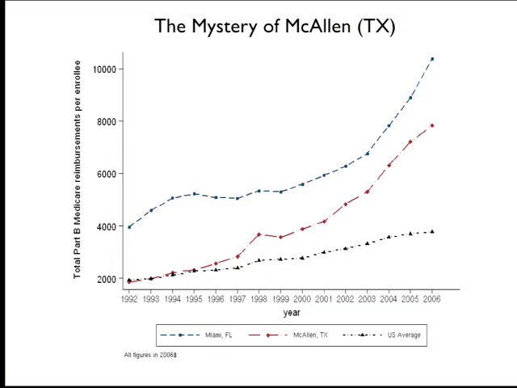But the thing that's interesting is that McAllen, which used to be near the national average, has itself now taken off and is basically double the national average in just 15 years. So it's an interesting case study in the sense that it used to resemble the overall average, and now it's become one of these high cost areas.